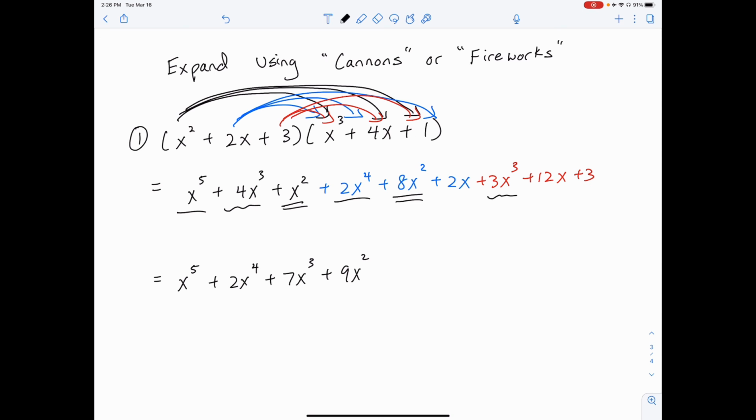Lastly, we have the x terms. So together that gives us 14x. And the last constant here would be just 3 on its own. And there you go. That would be our final answer after expansion.